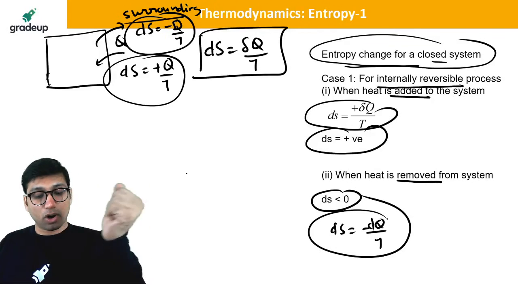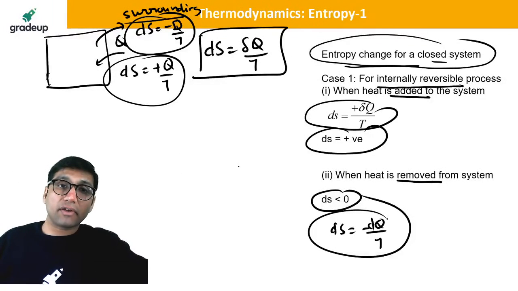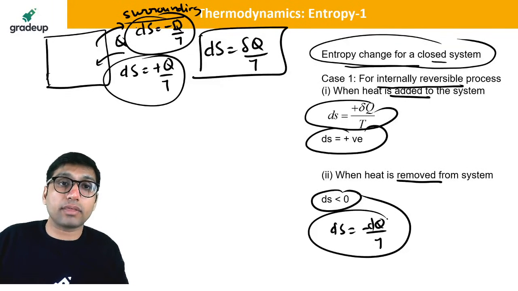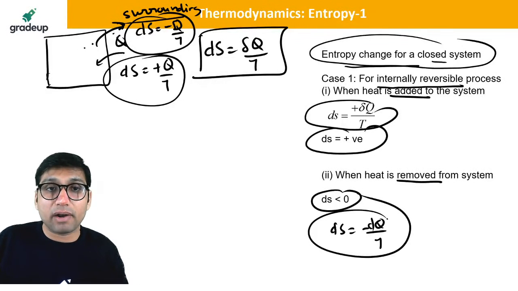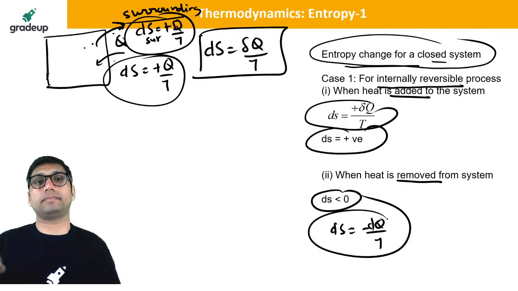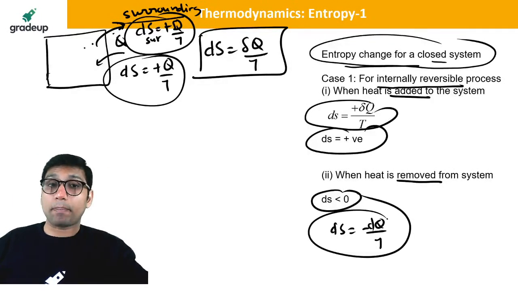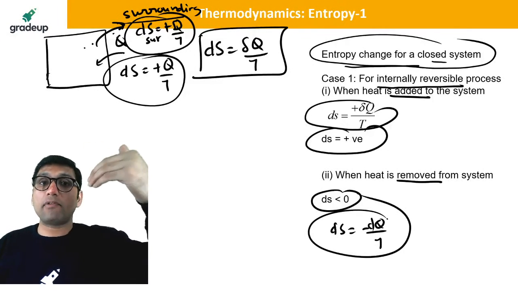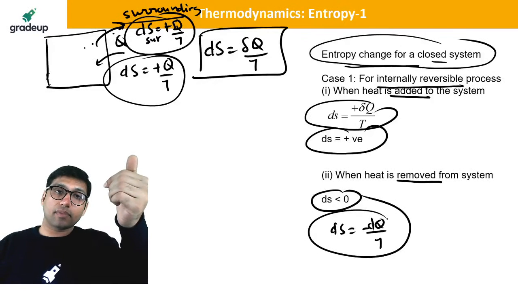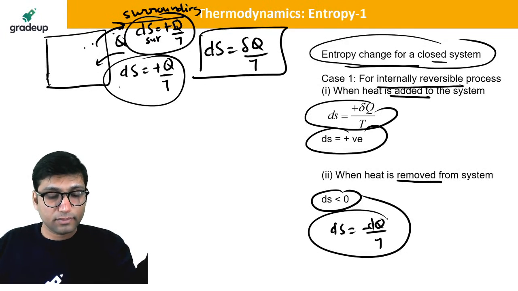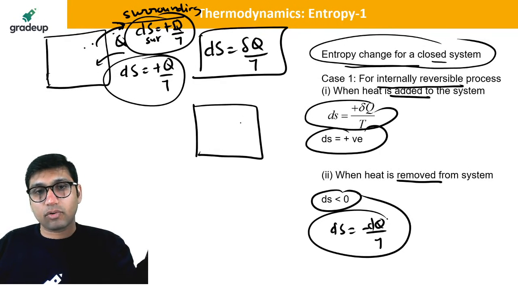Why? Because heat going into the system will be positive, and heat going to the surrounding, that is, heat going from the system to the surrounding, will be negative for the system but positive for the surrounding. So if we have to find the entropy for the surrounding, where heat is going to the surrounding, the entropy will be positive. But if we have to find the entropy of the system, then that will be negative.